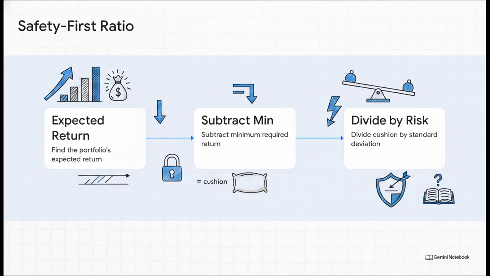Step 1, you find the portfolio's expected return. Step 2, you subtract the investor's minimum required return. That difference, that is your return cushion. Literally just how much the portfolio's expected return exceeds the bare minimum the investor requires. Finally, step 3, you divide that cushion by the standard deviation. We are basically asking how much expected return do I actually have above my minimum requirement relative to the amount of risk I'm taking to get it.